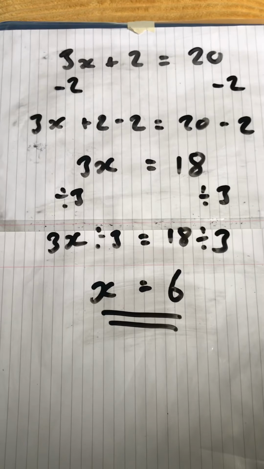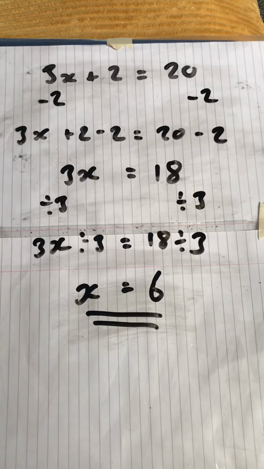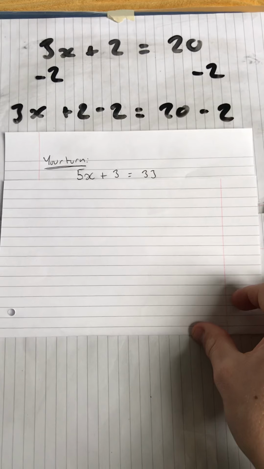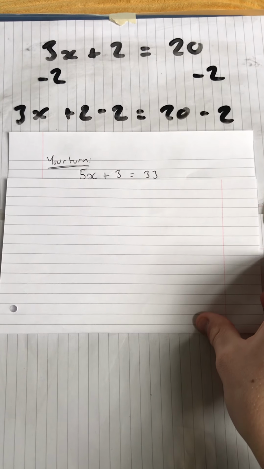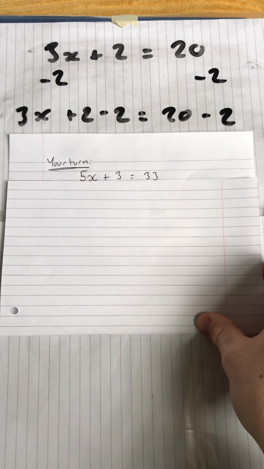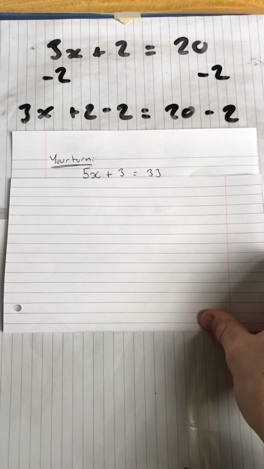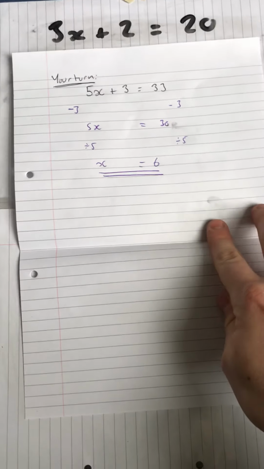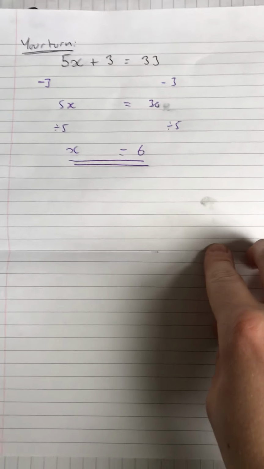So guys, I want you to quickly, okay, have a look at this equation. 5x plus 3 equals 33. Pause the video, have a go at it. Right guys, you should have had a go at it by now. I'm going to reveal the answer. So, that should be your working out.